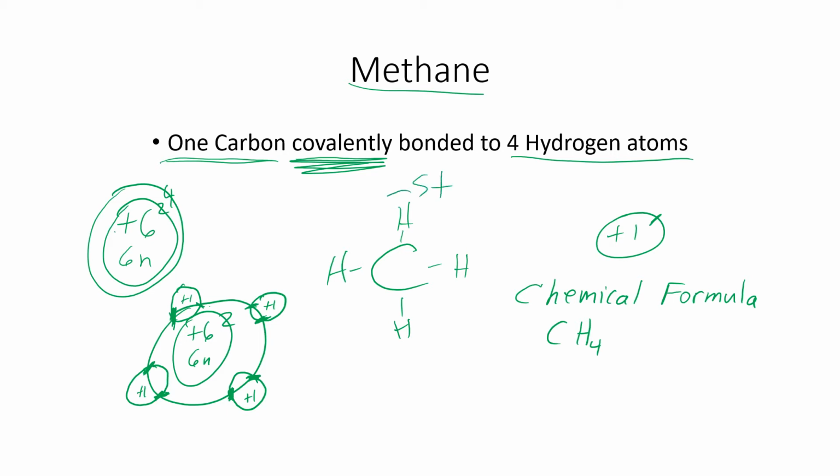This diagram that I drew here is said to be the structural formula. And the structural formula of any substance shows you the arrangement of the atoms. And in this one, it's 1 carbon in the center, surrounded by 4 hydrogens.